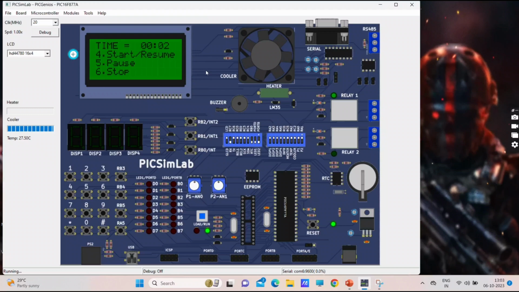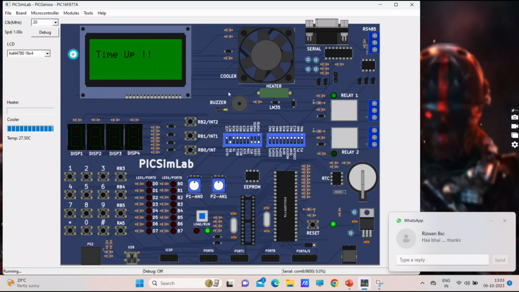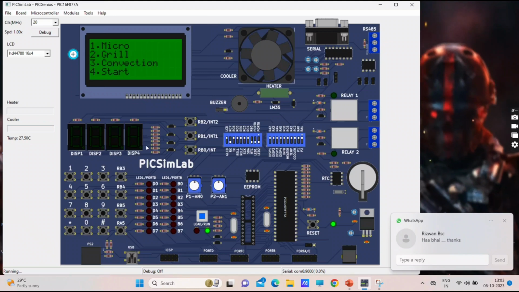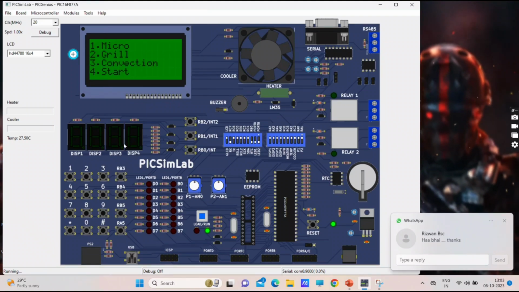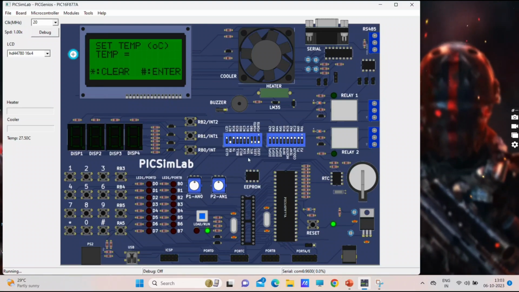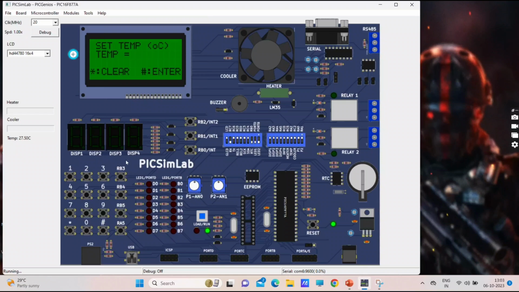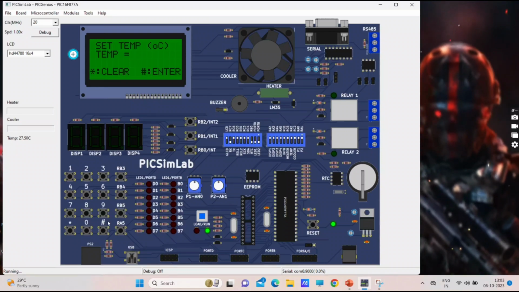Now we have come back to our original screen, and this is the third mode of operation, the convection mode, in which we set the temperature to any value. I'm going to set 56 and put a hash, and it shows a preheating screen with a preheating time of 180 seconds.